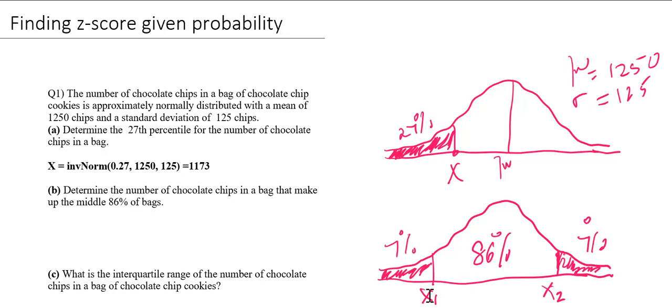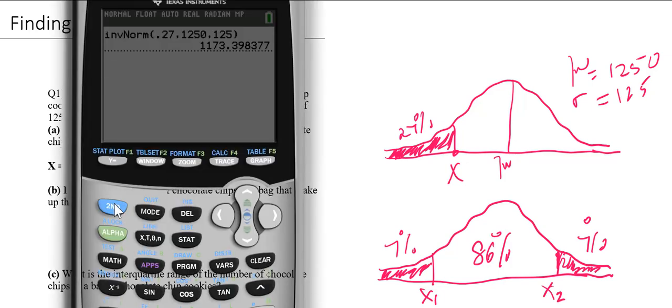In order to find x1, you do inverse norm. You enter the area to the left of x1, which is 7%, and then you enter the mean and the standard deviation. Now for x2, guys, you need to enter the area to the left of x2. Since the area to the right of x2 is 7%, then the area to the left will be 93%. How did I come up with this? 100% minus 7%.